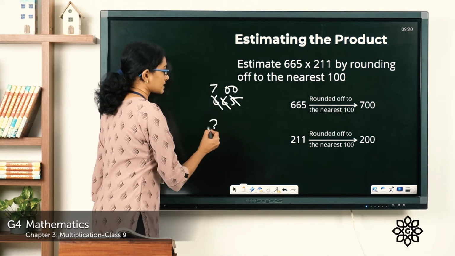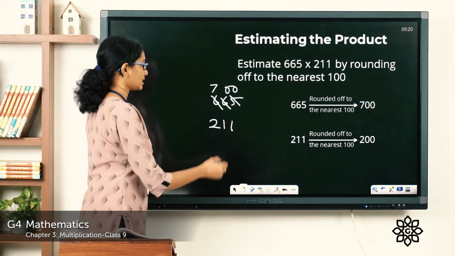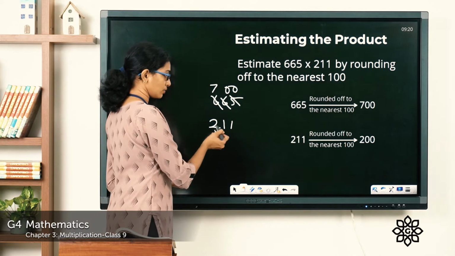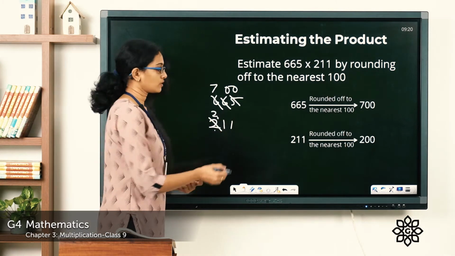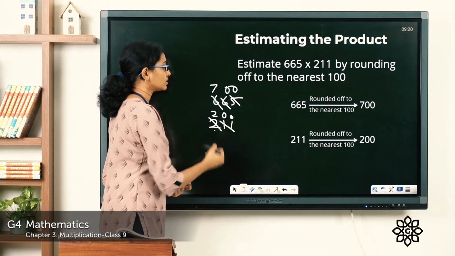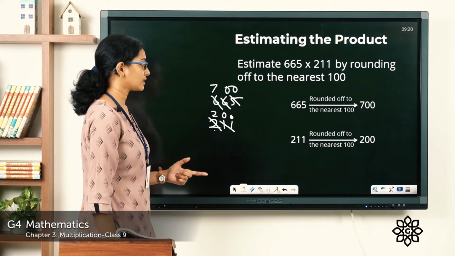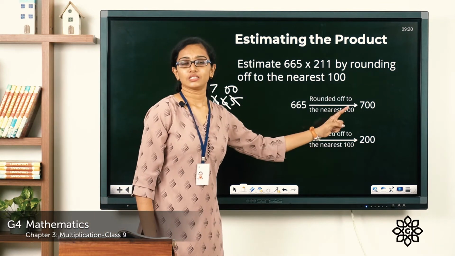Now let's see the next number, 211. The rounded digit is 2. To the right of it you have 1. So there is no change in the rounding digit. It's 2 itself. Now to the right of it we have zeros. So 211 rounded off to the nearest 100 gives you the number 200.